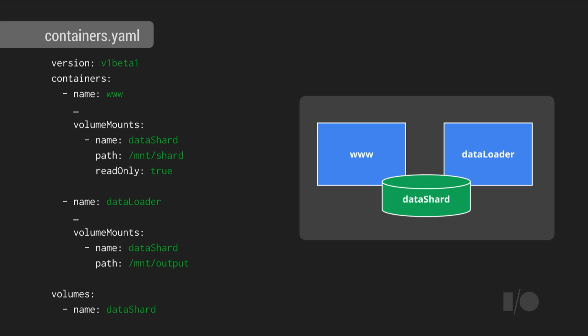This volume in the container spec basically means that we will create a shared directory that is mounted into each of these containers where the shards are going to be living, so that the data loader can copy the files into that directory, and the web search software can read from that directory and load in new data to serve searches.